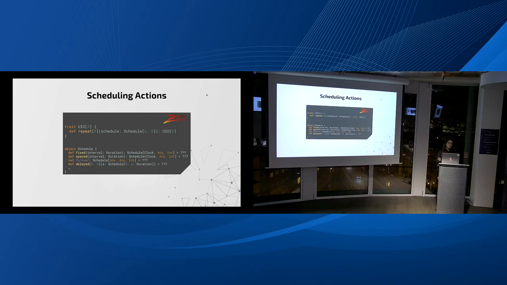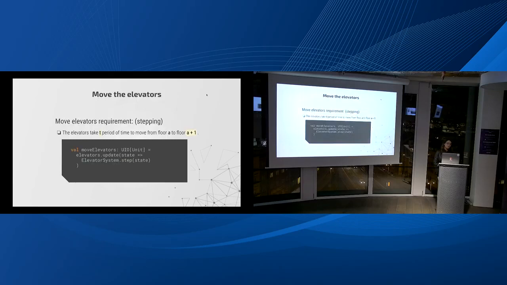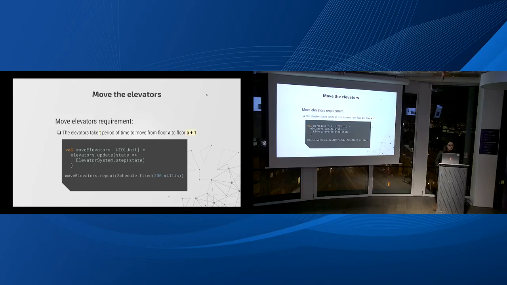For example, now we want to move the elevator every period of time. So how do we do that? We update the state, and we repeat it with a schedule fixed every 200 milliseconds, but that would be very, very fast, so we make it every 2 seconds. The elevators will move every 2 seconds.